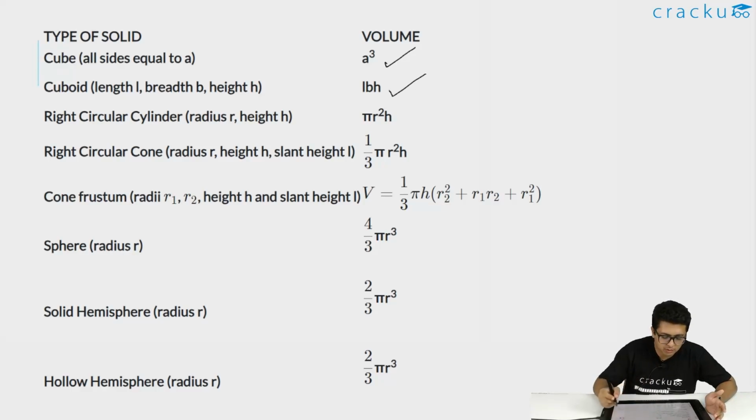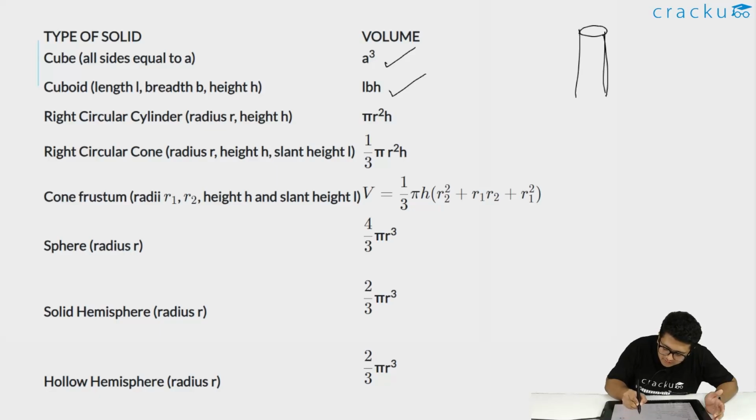Now coming to some of the more interesting shapes, a right circular cylinder, the volume of that is pi r square h. So a right circular cylinder is basically a cylinder with parallel circles on either end, and it's got a lateral surface. The radius of the circle on the base is r, and the height is h. The total volume will be pi r square h.